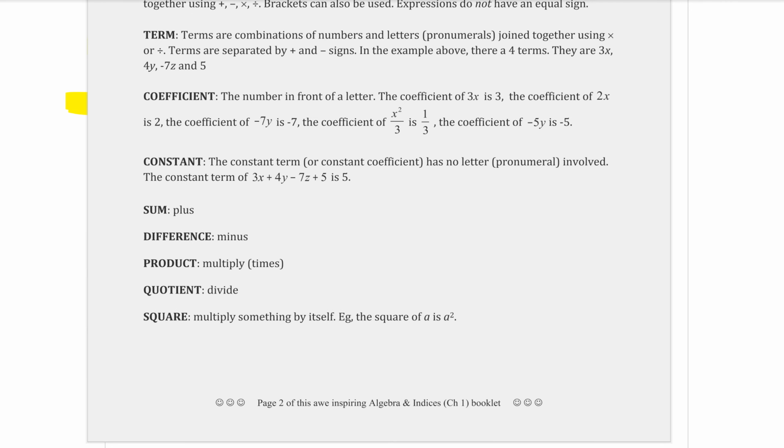And what's next? Sum. If I hear the word sum, it just means that we want to plus some things together. Difference means we're going to subtract or minus. Product, multiply, times, they all mean the same thing. Quotient means to divide, and to square something means to times it by itself. And you'll often see it written like this, a squared.